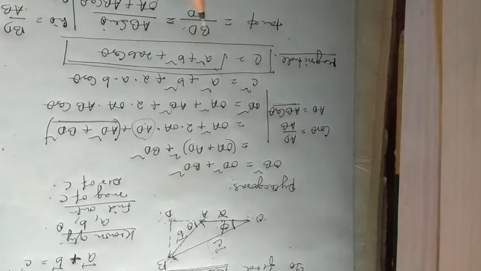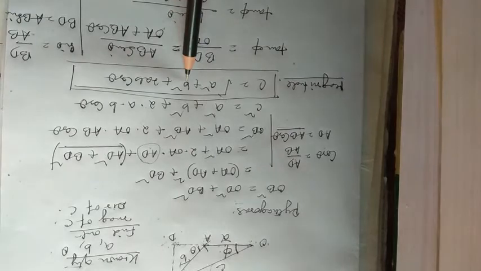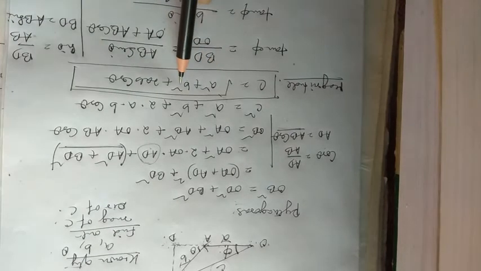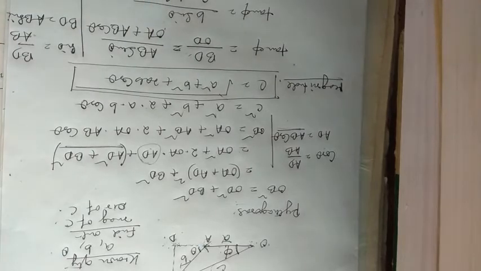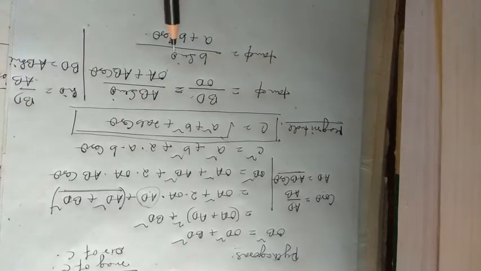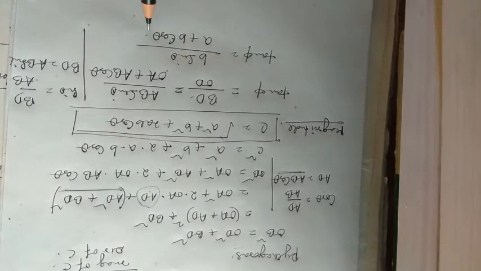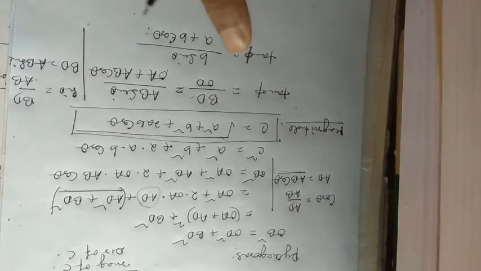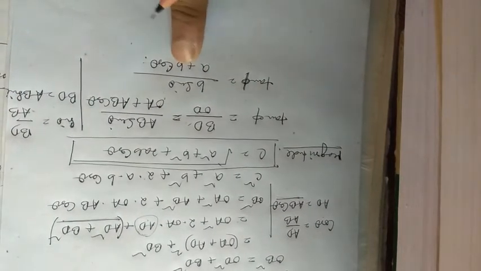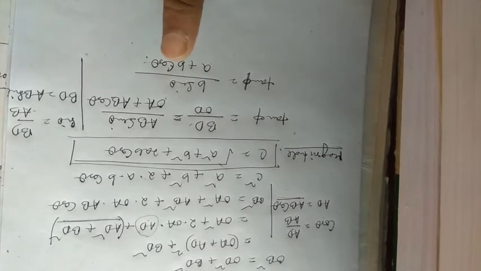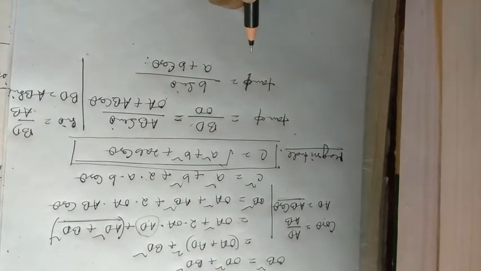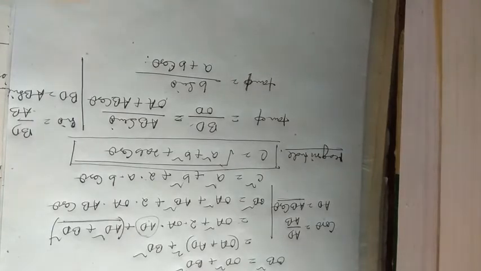Now, all these values, the magnitudes of A and B, should be replaced here. The original angle between the two vectors was theta, and phi is the angle made by the resultant with any one of the known vectors. To remember this value of tan phi, we can remember a trick.